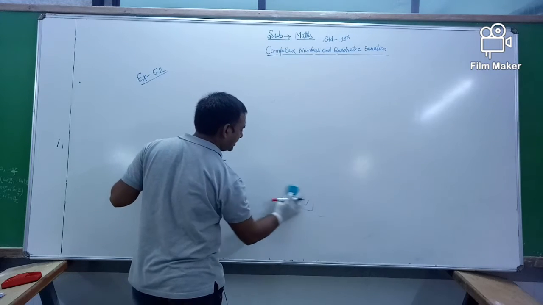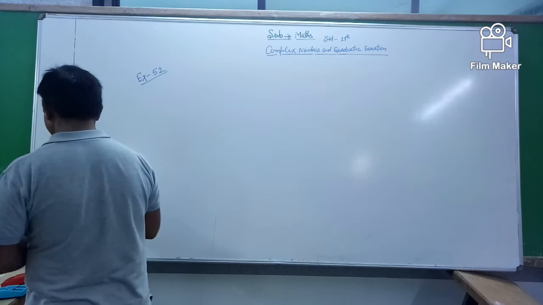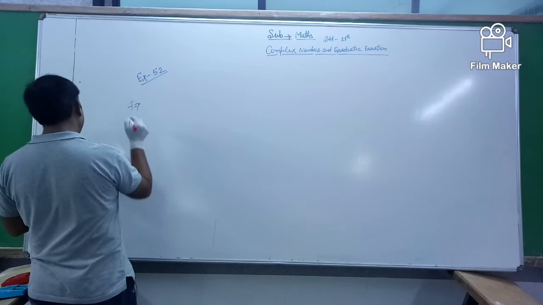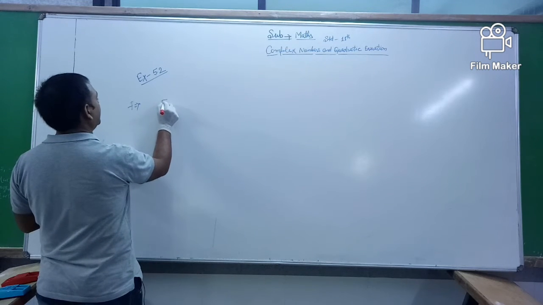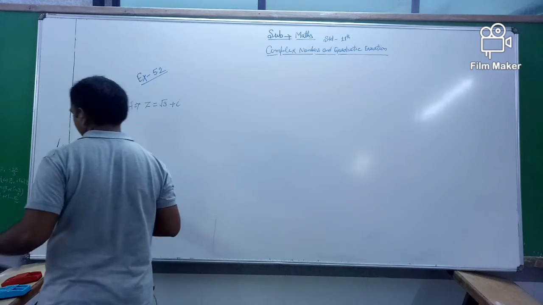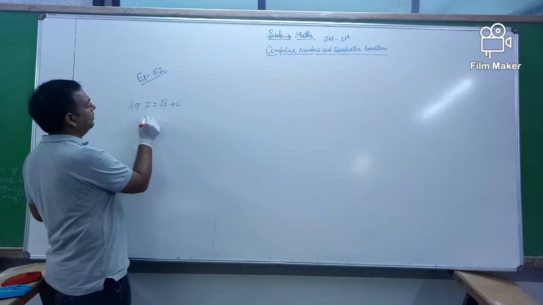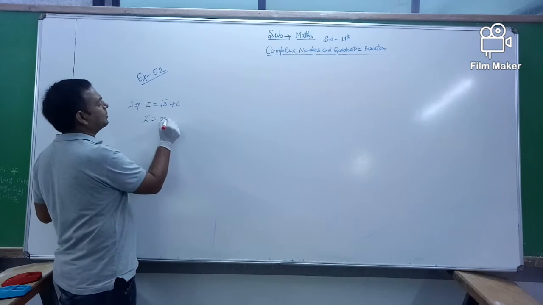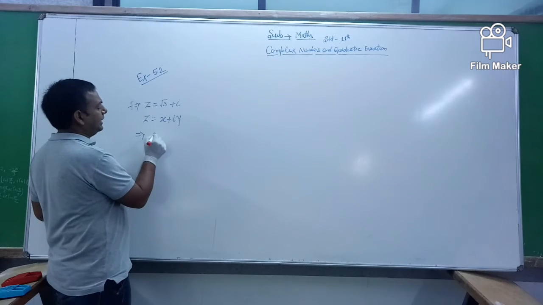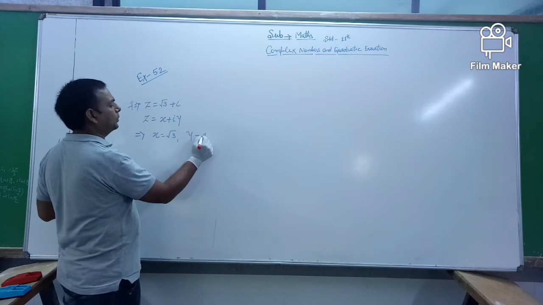So the next question is question number 7. Question 7 is also under root 3 plus i. This is the value of the complex number z. Here you also write down z is equal to x plus iy. After comparing, x is equal to under root 3 and y is equal to 1.